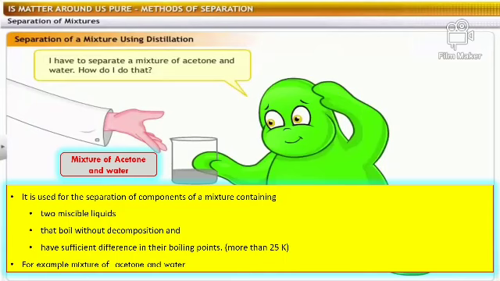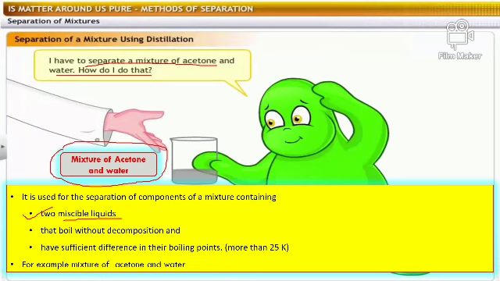Next method is distillation. I have to separate a mixture of acetone and water. How do I do that? So here you can see we have a mixture of acetone and water, and this we have to separate. So these are two liquids which are very easily soluble in each other, means they are miscible liquids. For them distillation is used.